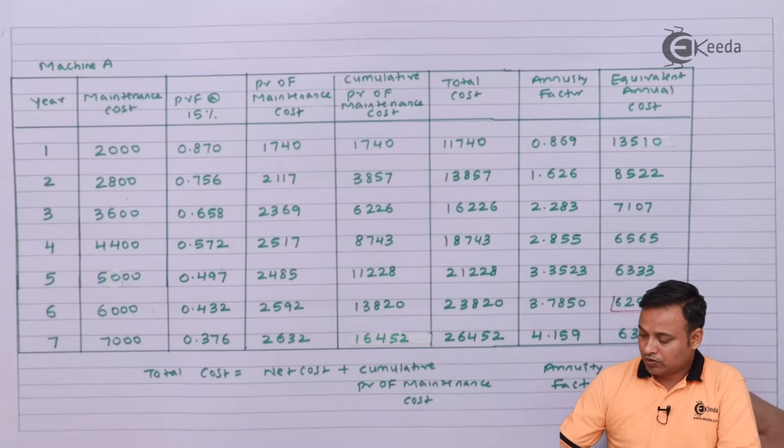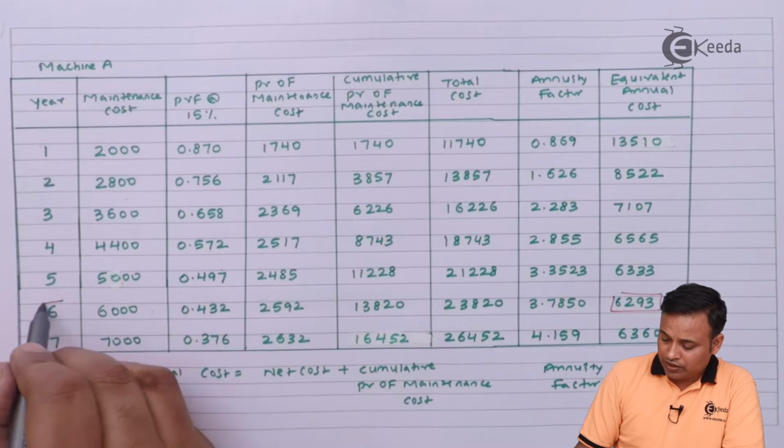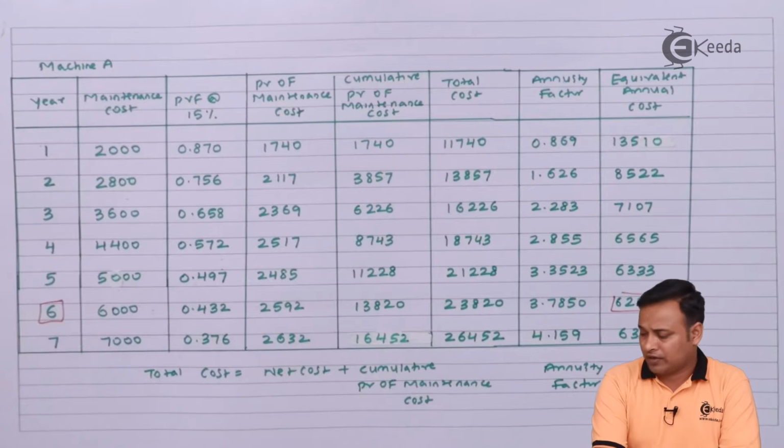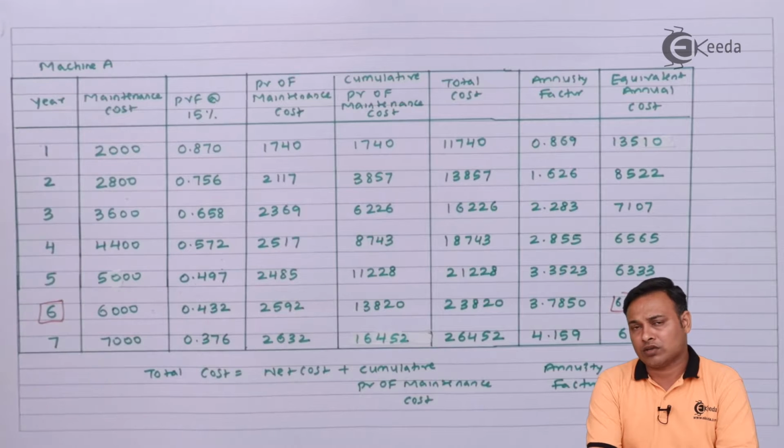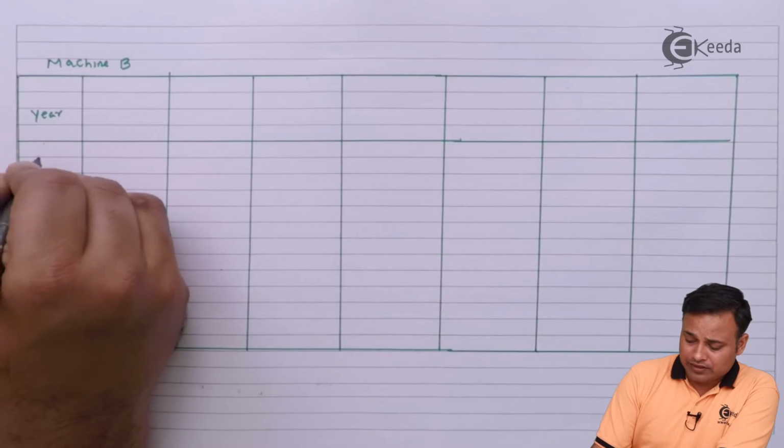6th ईयर में सबसे कम कॉस्ट है, तो अगर मैं मशीन ए बाय करता हूँ तो 6 ईयर उसका लाइफ आएगा. I will compare this with machine B, जिसका कॉस्ट ज़्यादा है बट मेंटेनेंस कॉस्ट थोड़ा कम है. Years will be 7 years I'll take for machine B.